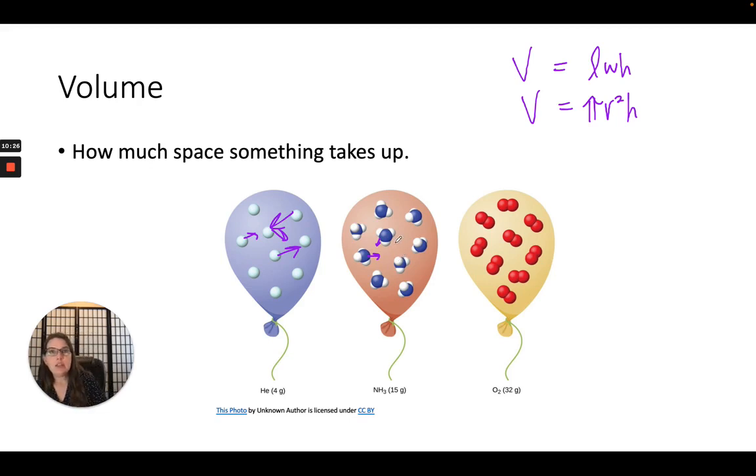In this unit, you're going to be doing a virtual lab to explore those relationships between pressure and temperature and volume and how they're all related to one another.